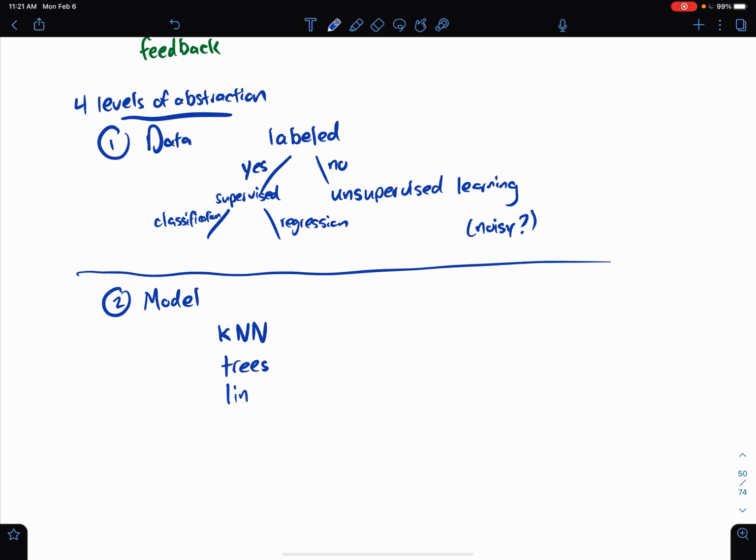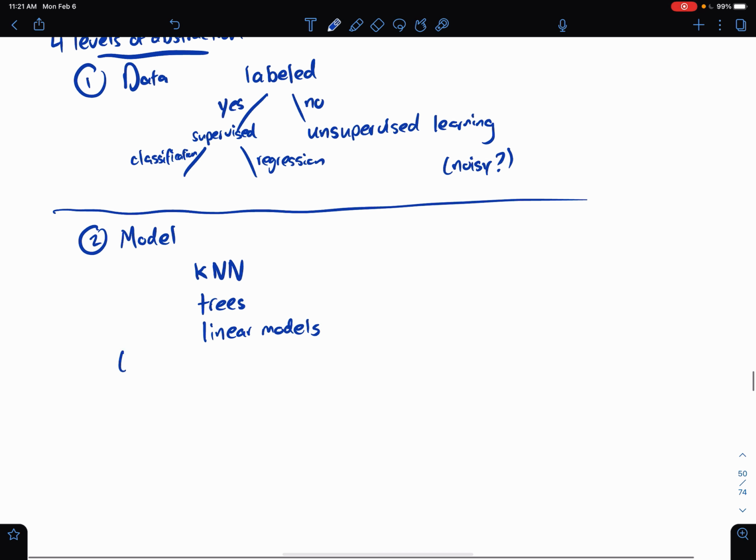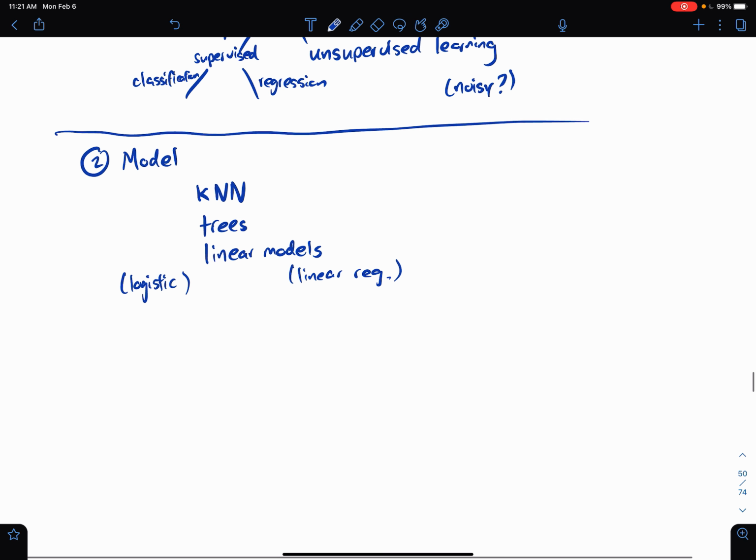And we have two types of linear models, right? So we have linear regression and linear classification, which we also refer to as logistic regression. So logistic regression and just linear regression. I think that's most of what we've covered so far. So this is probably what's on the midterm as well. Okay.